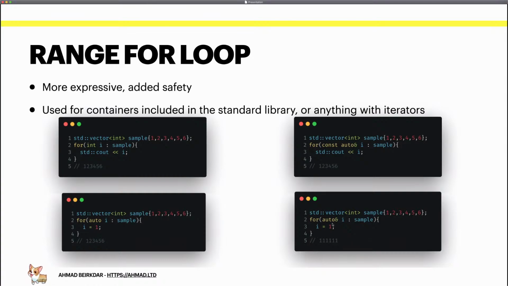But here, if I do auto ampersand i, it's a reference, and I do i is equal to 1, then sample would be all ones, and we would have changed that. So that's one thing to note, and one thing to always remember is to put everything constant unless you need it to not be constant.